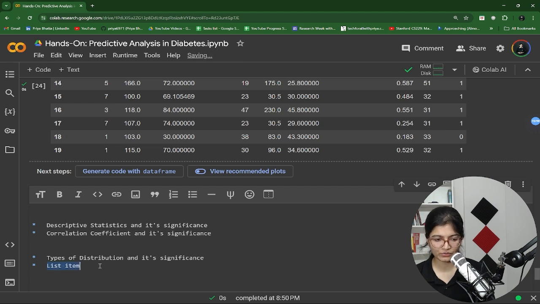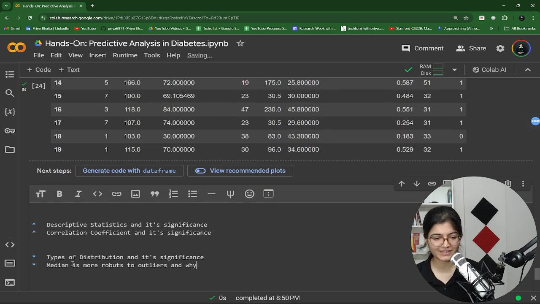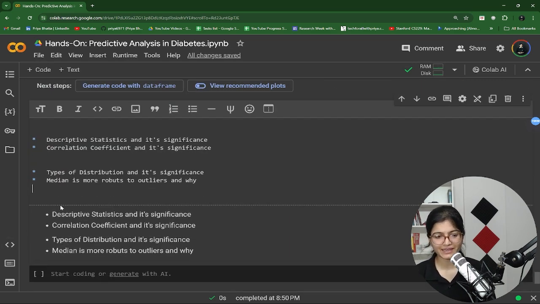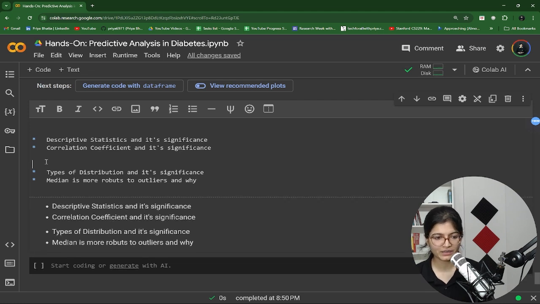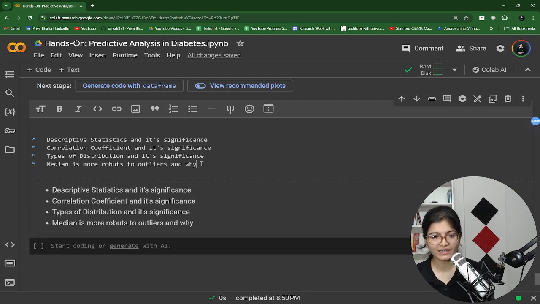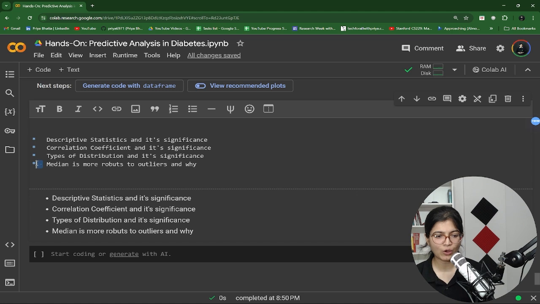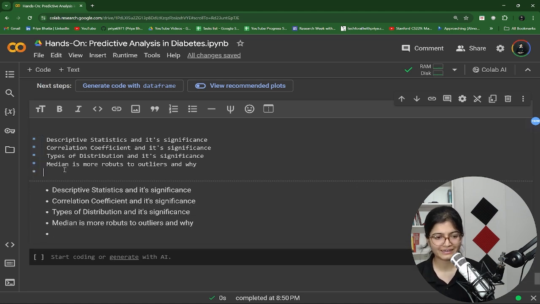Then we have talked about why mean, or I would say median, is more robust to outliers, and why. The reason I have stated. So this thing, until so far, we have covered. So we have seen majorly with the help of this concept how we can do the imputation, how we can do the data imputation via mean and median.